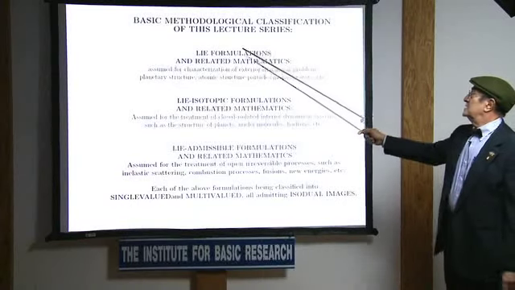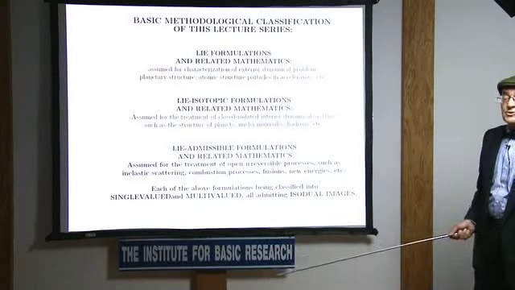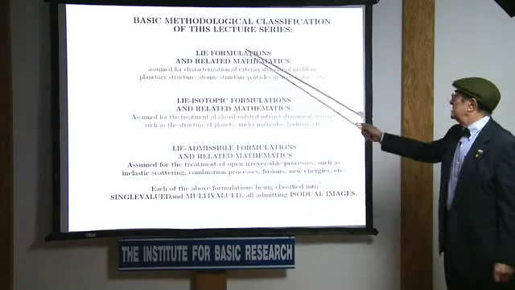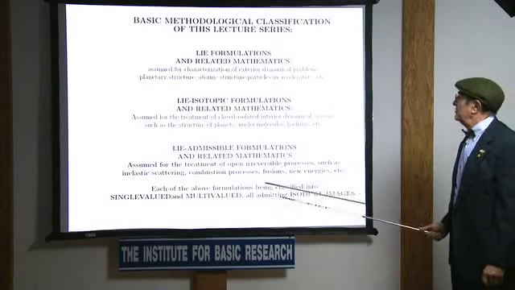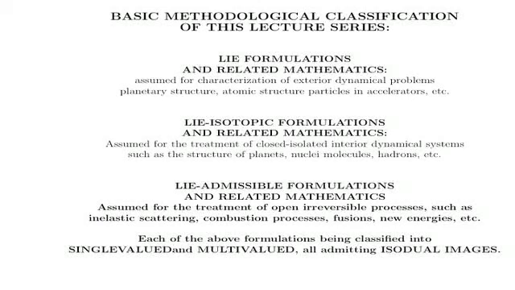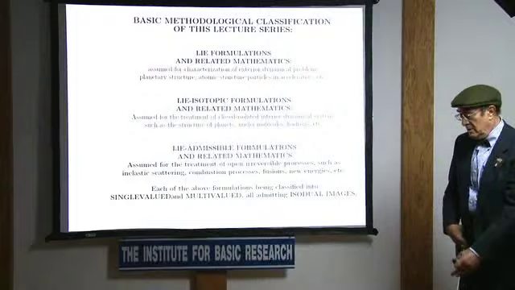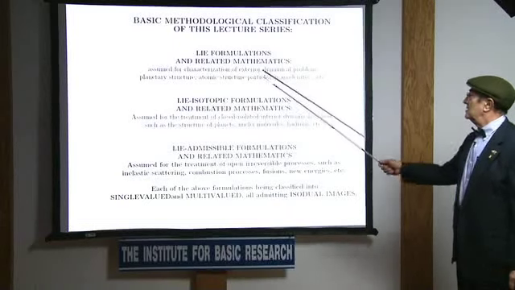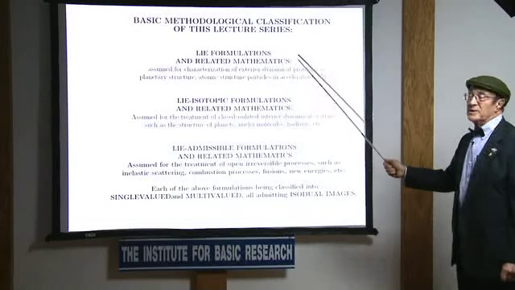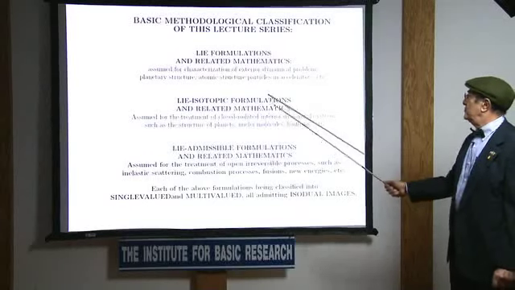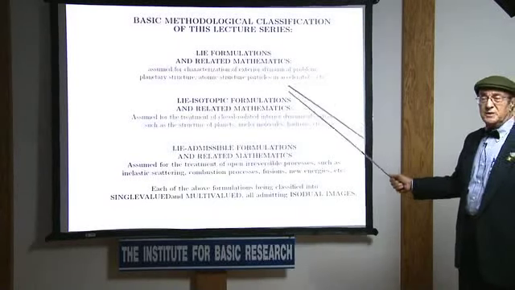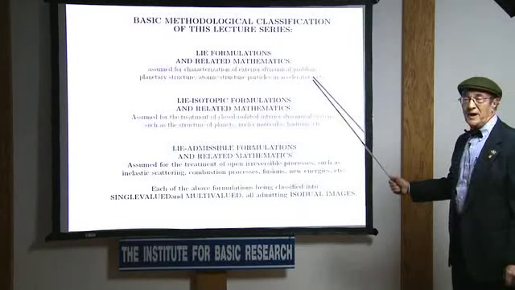So the first one is essentially what we have called in Lecture 1A, 20th century science, which is epitomized in Lie mathematics, Lie formulations and related mathematics. Essentially, we will assume those methods are excellent, outstanding, as established in the 20th century, for the treatment of exterior dynamical problems, namely for point particles and electromagnetic waves propagating in vacuum.